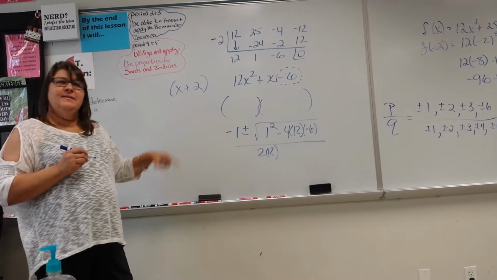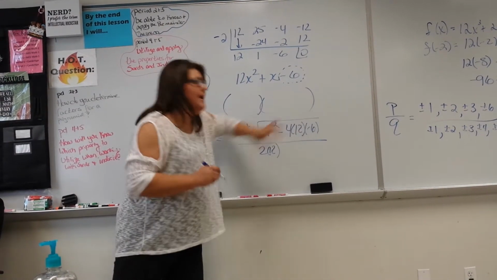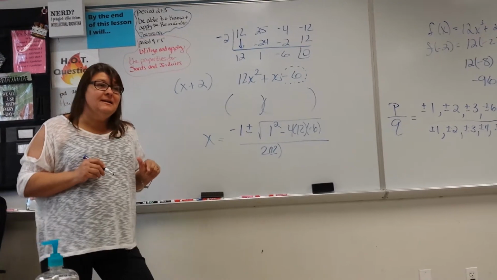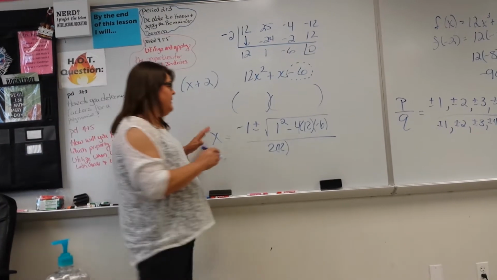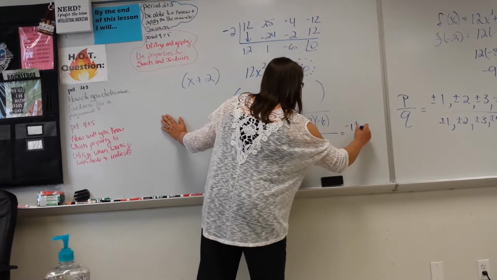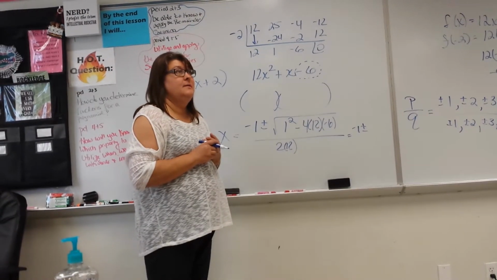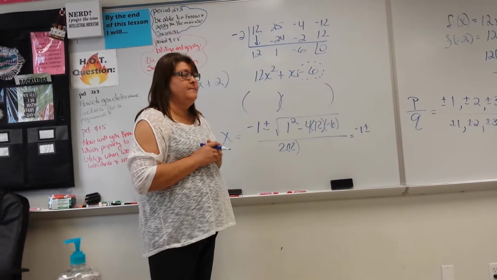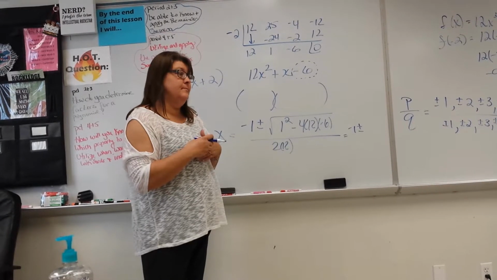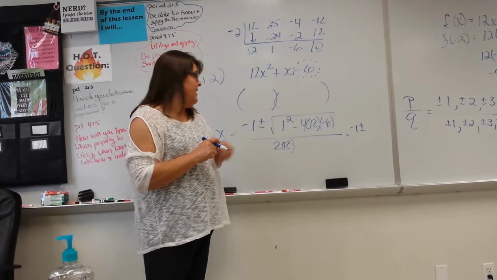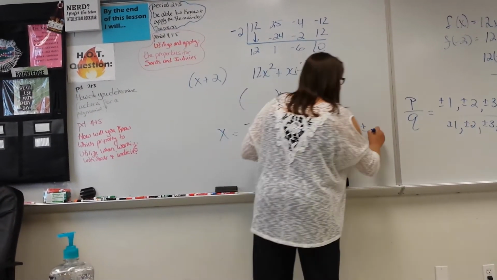What does this get me? This gets me the x values that will fill into these spots here, if indeed there are 3 factors. So what do we got here? Negative 1 plus or minus. Do you guys agree that's 24 times 12? 24 times 12 plus 264 is 288. And then it's 1 plus that, so 289. What is the square root of 289?